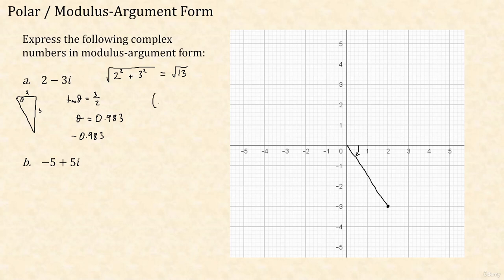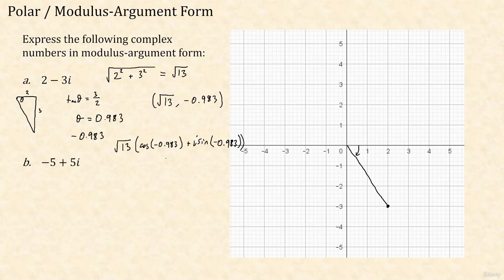The shorthand would be to say it's the modulus, comma, and then the argument minus 0.983. The slightly longer way would be to say it's the modulus root 13, and then it's cos of minus 0.983 plus i sine of minus 0.983. And so there it is in modulus argument form. And you can leave it like that, that's totally fine.